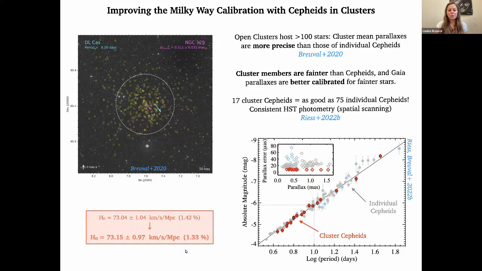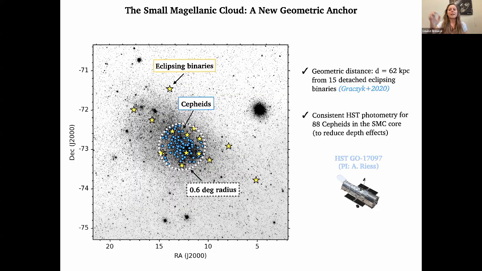And then the second improvement I'd like to mention today in the first rung is the addition of a new anchor. So as of 2022, there were only 3 anchors, Milky Way, LMC, and NGC 4258. And so far, we haven't been able to include the Small Magellanic Cloud for different reasons. But in 2020, the Araucaria project published a geometric distance to the Small Magellanic Cloud with eclipsing binaries shown in yellow. So we selected Cepheids in the core to avoid depth effects. I'll get back to this later.